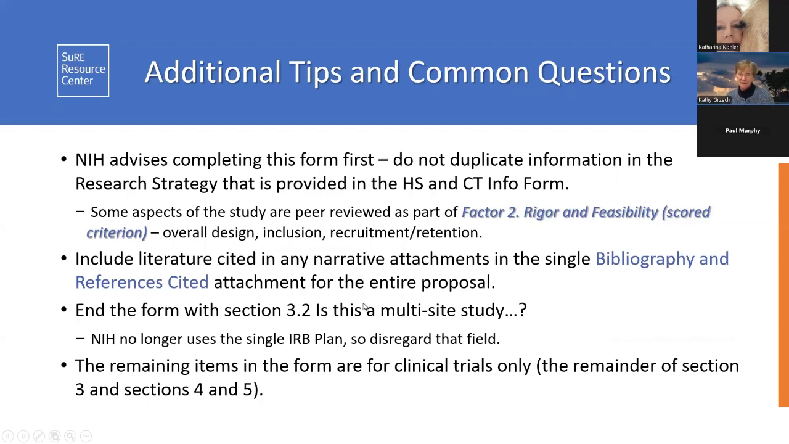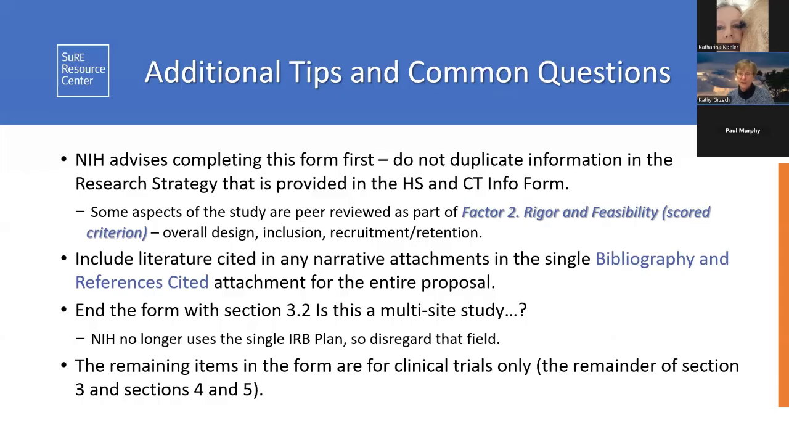NIH does expect you to complete this form first, mainly because you do not want to duplicate information in the research strategy that you provide in this form. In the research strategy, you will, however, have to provide your power calculations, your sample size detail, not provide that here. Some aspects of the study are peer reviewed as part of factor 2, which is a scored criterion, and that's rigor and feasibility. And that would be your overall human subject study design, the inclusion plans, and the recruitment and retention.